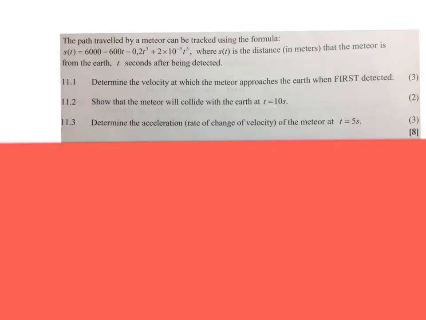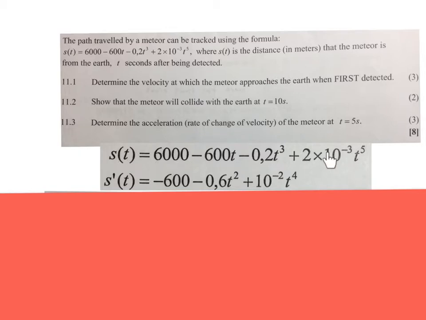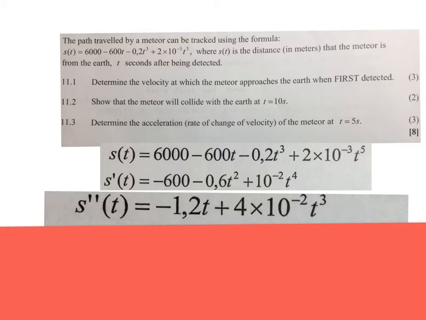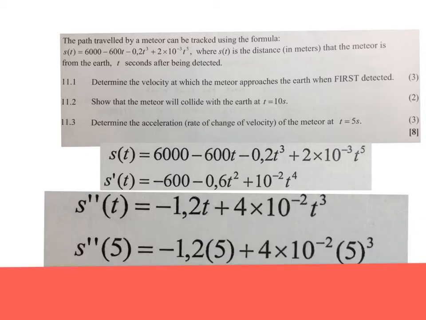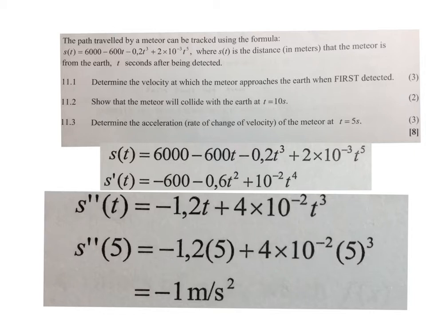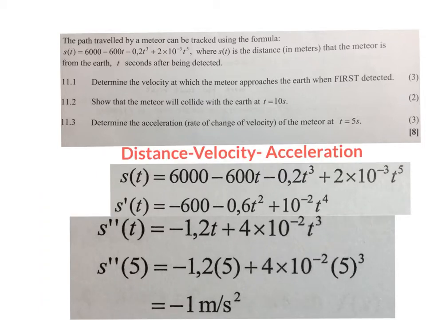Lastly, they asked, determine the acceleration, rate of change of velocity of the meteor at t equals to 5 seconds. So we must put that 5 in the place of t somewhere. So we take our original equation, work out the first derivative, that was velocity. Then they tell us here, rate of change of velocity. They're helping us. We've got to do something to this guy again. So you work out your second derivative. Plug the 5 seconds in there. And write down your final answer, minus 1 m slash s squared. Please stop the video and get your brain around this.